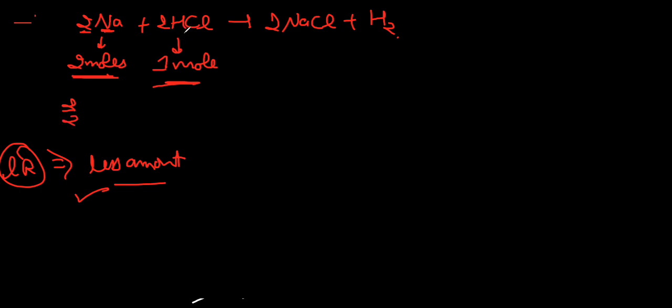What are the moles of HCl per molecule? It will be 1 by 2. 2 HCl giving 1 mole. So 1 HCl will be giving 1 by 2 moles, no? This is the correct way.